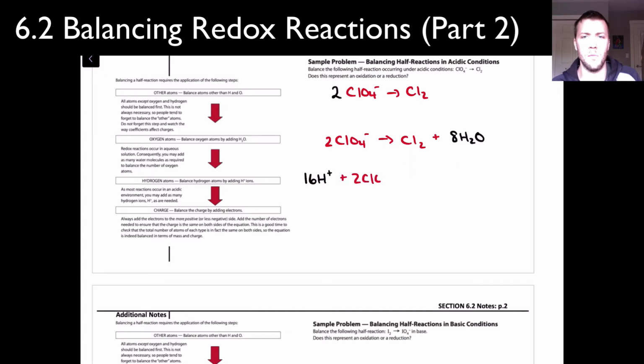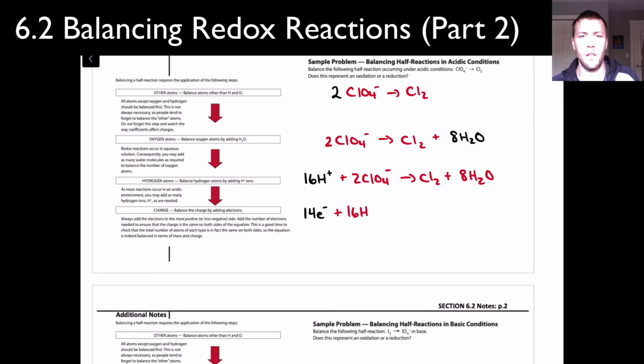Then I'm going to balance my hydrogens, and I'm going to do that by adding 16 hydrogen ions on the reactant side to balance out the 16 hydrogens from the waters that I just added on the product side. Finally, I need to balance the overall charge. So I have 16 hydrogen ions and 2 perchlorate ions, which have negative charges. So that means I need to add 14 electrons on the reactant side to cancel out the overall charge.